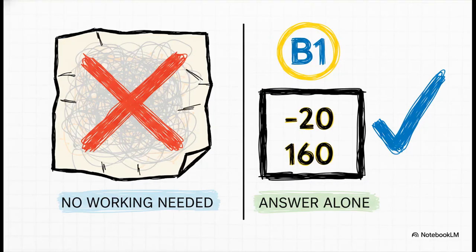This really shows you how simple a B1 mark is. It's totally independent. It's just a mark for the right answer. You don't even need to show your work. Just pop one of those 2 correct values on the answer line and you're golden.